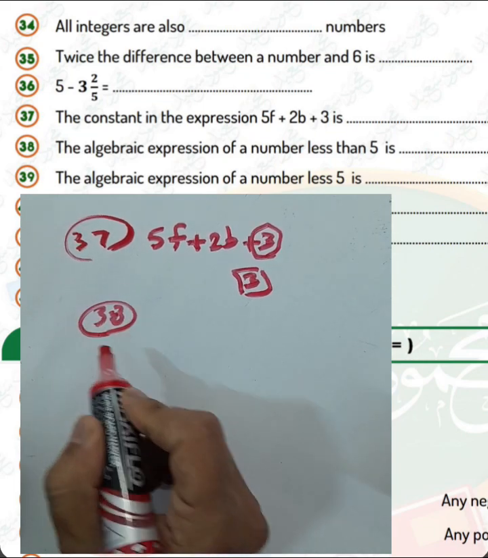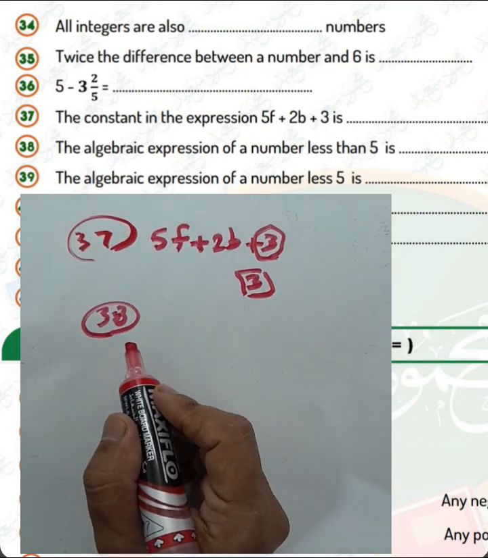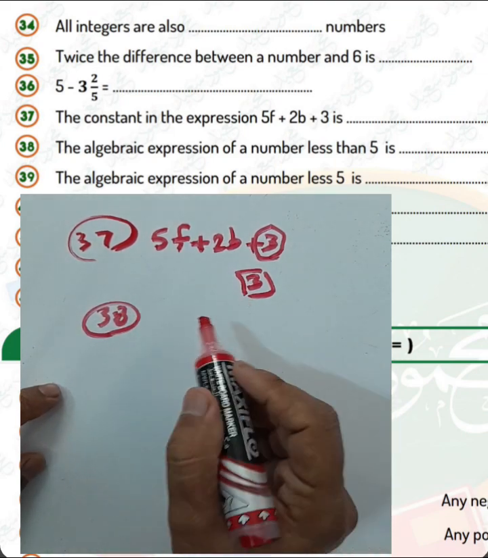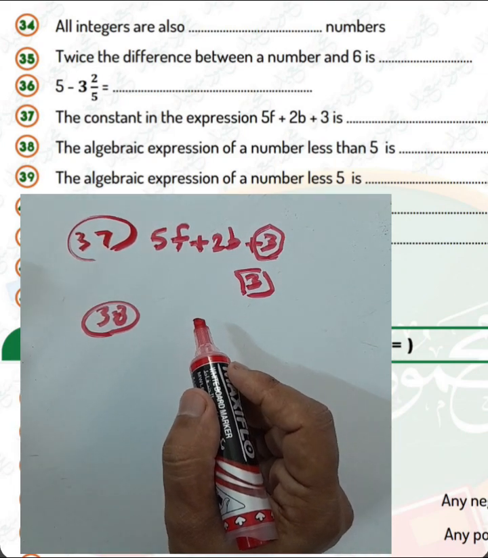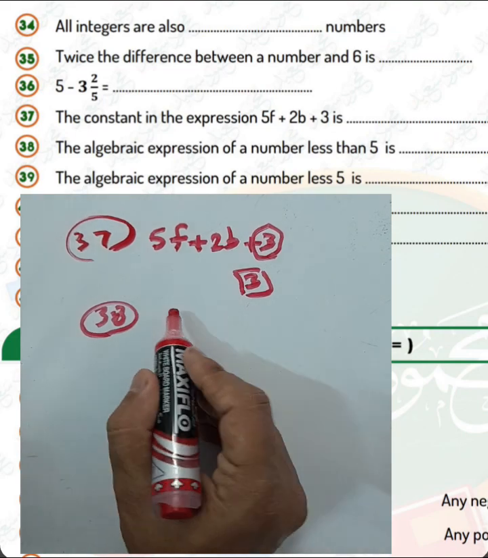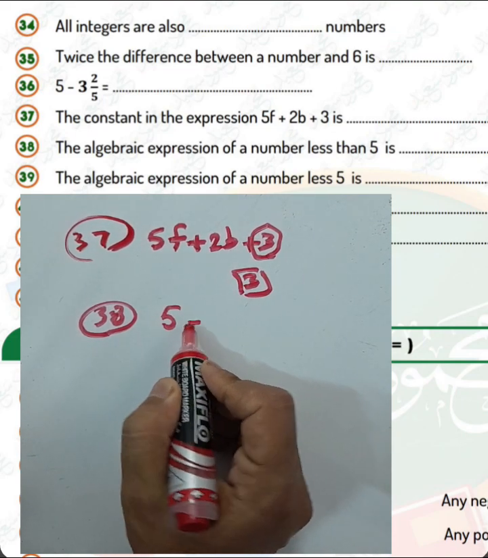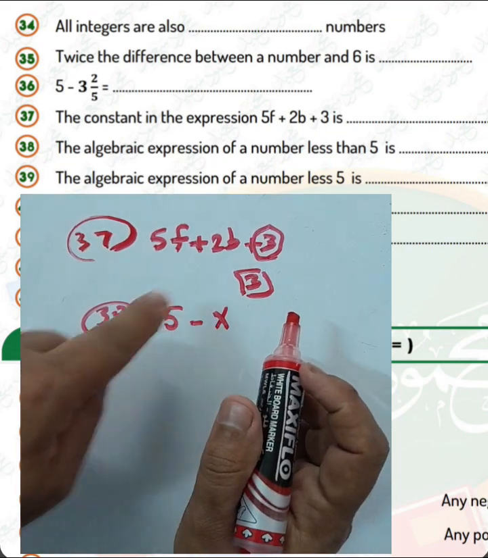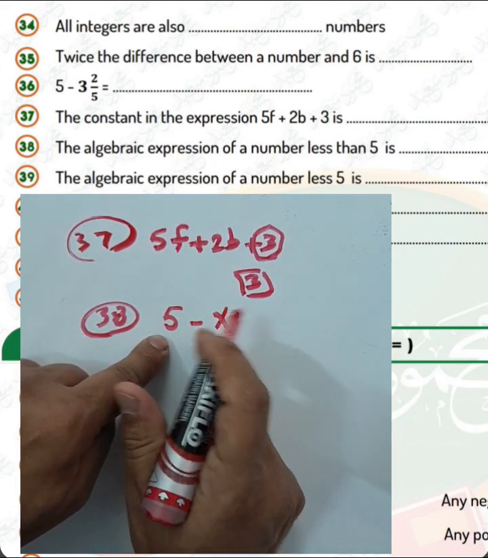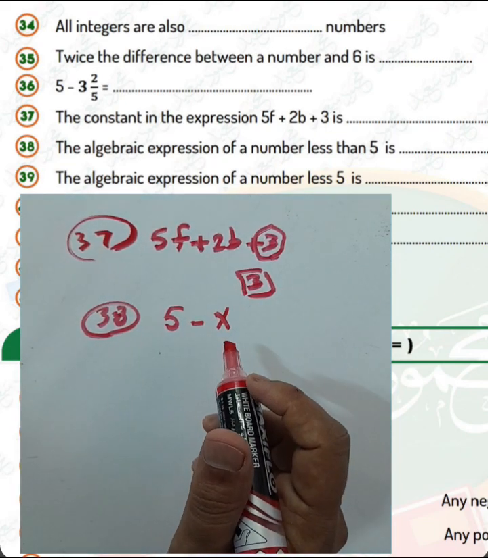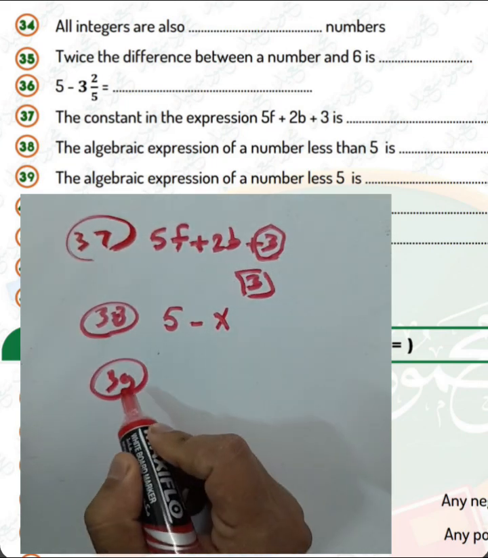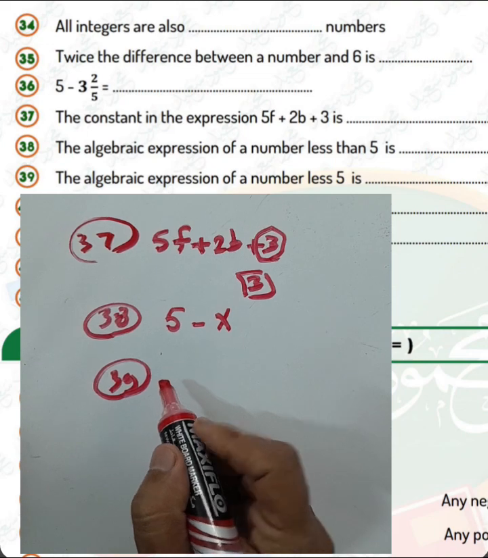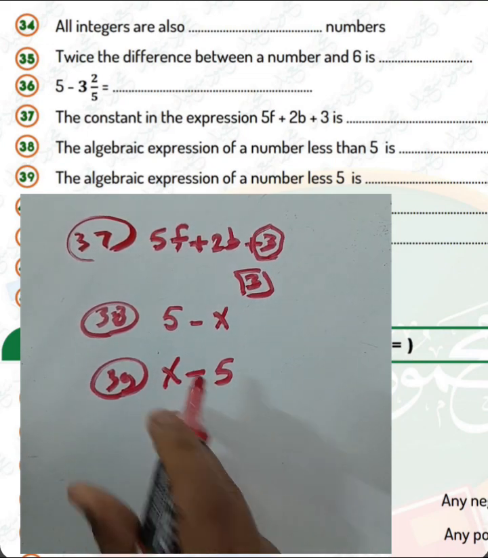Question 38. The algebraic expression of a number less than 5. A number less than 5, it means 5 is the minuend. Okay, 5 is the greatest. 5 minus x is the expression. Okay. 39. The algebraic expression of a number less 5. A number less 5, x minus 5.